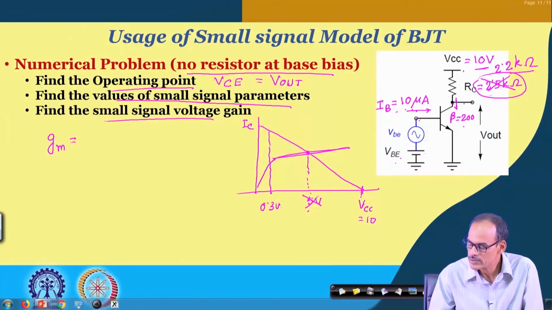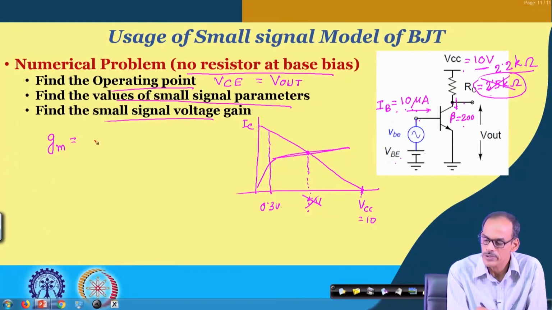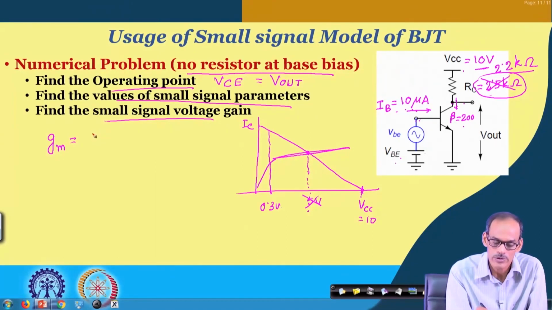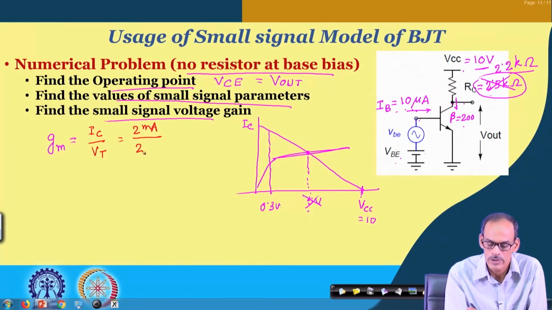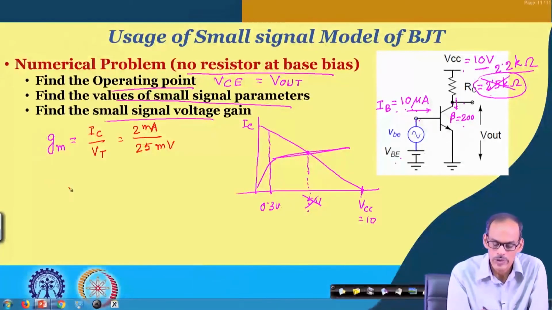considering the thermal equivalent voltage to be 25 millivolt. So, this is IC divided by VT. So, this is 2 milliampere divided by 25 millivolt. Then the R pi is not required.